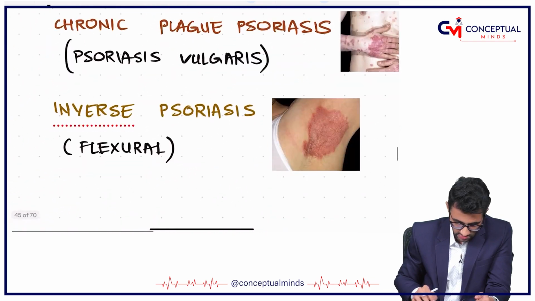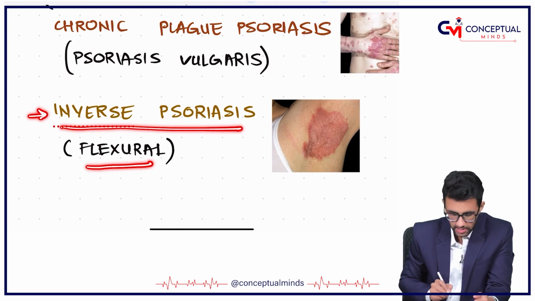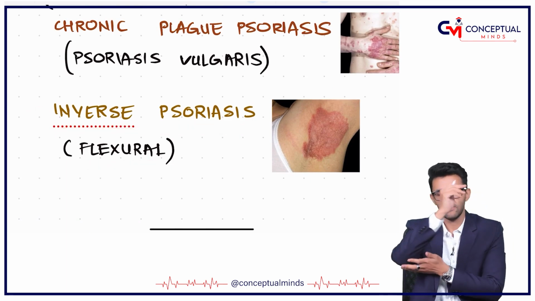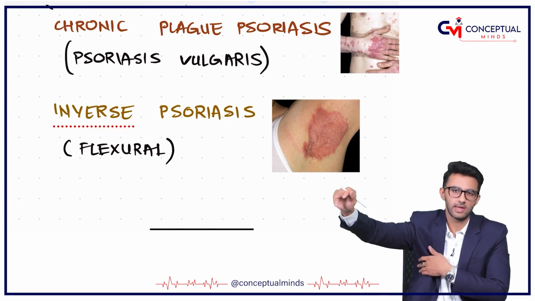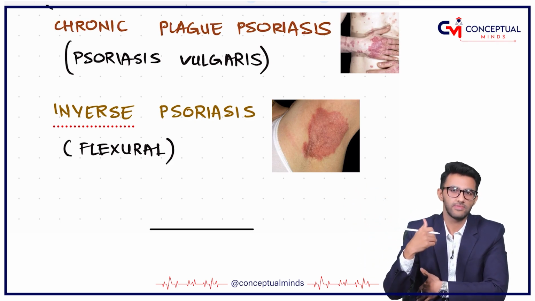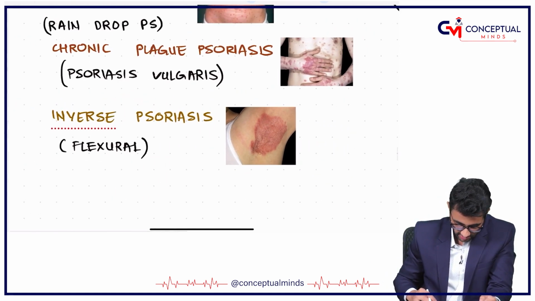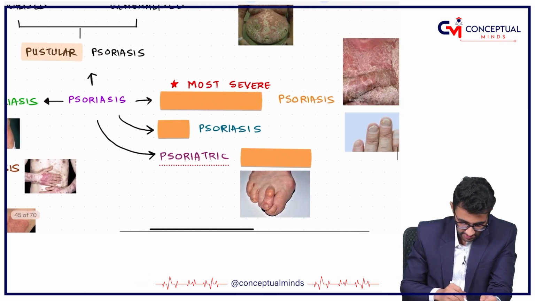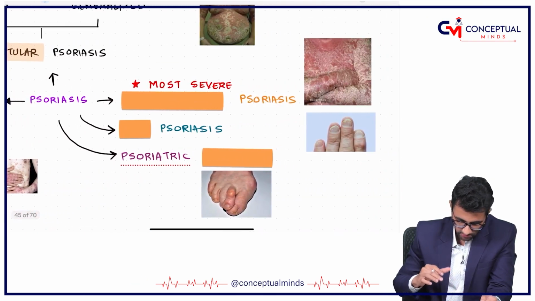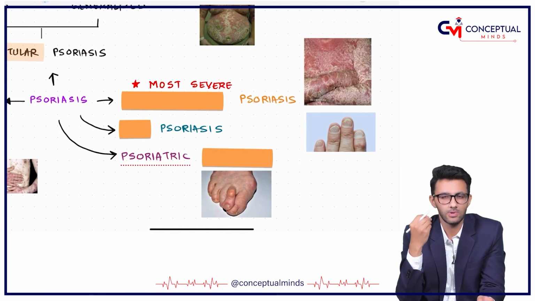The next one was inverse psoriasis. These were flexural surfaces, extensor surfaces, flexural surfaces. So in the skin folds we would have this, as you can see in the image as well. Continuing with the next one: which was the most dangerous type of psoriasis? We learned that it was the only emergency in the whole of dermatology, erythrodermic psoriasis.